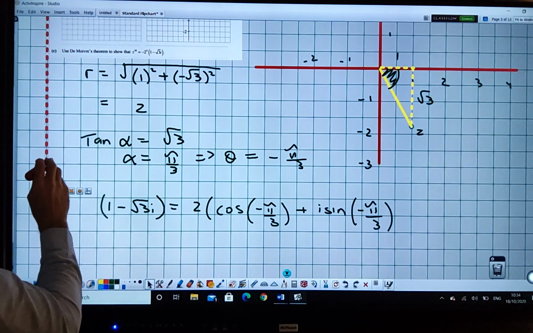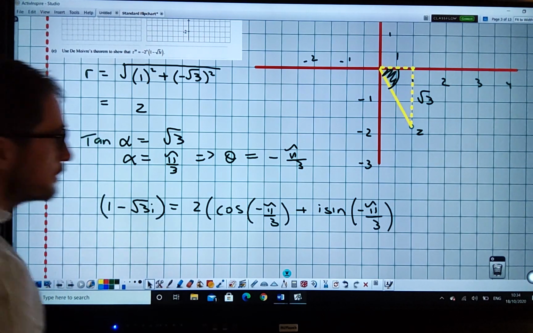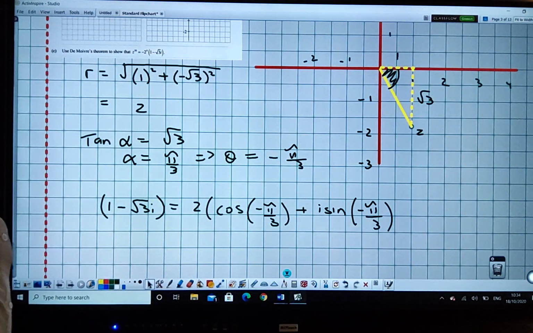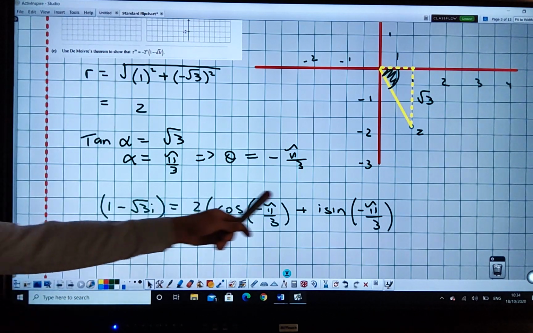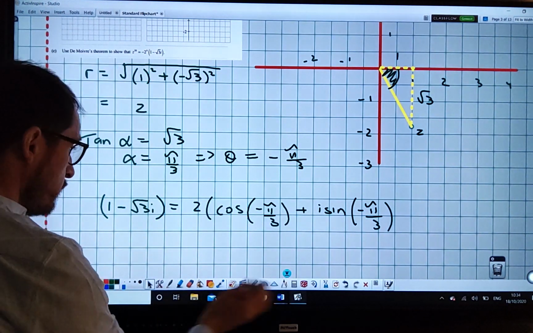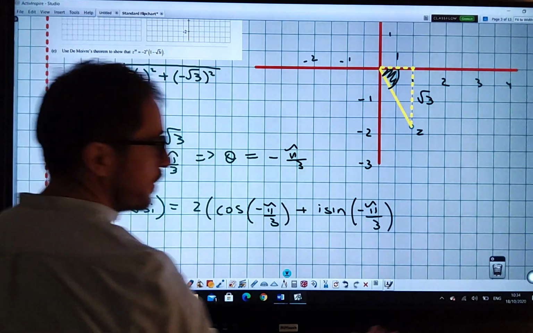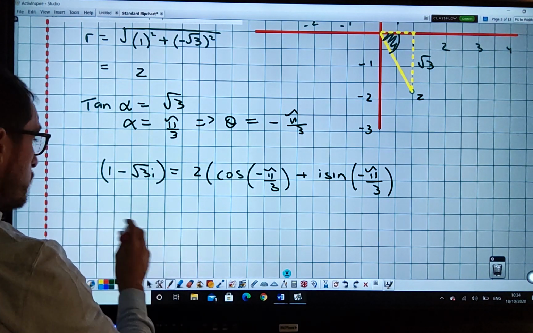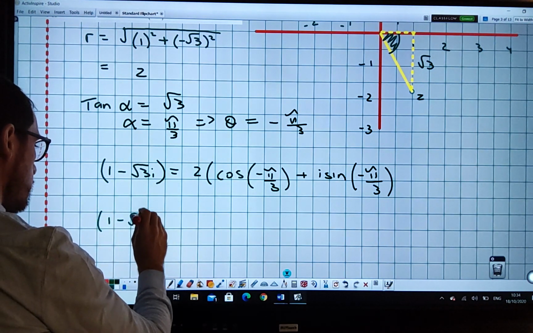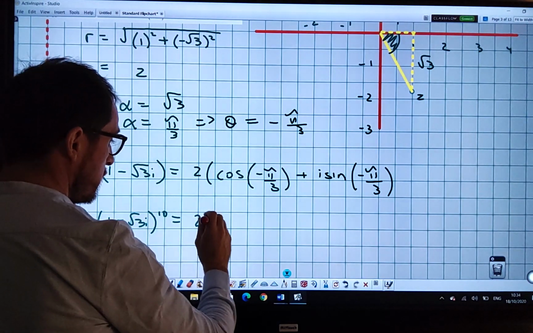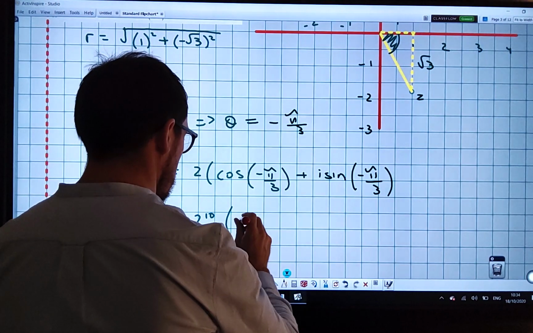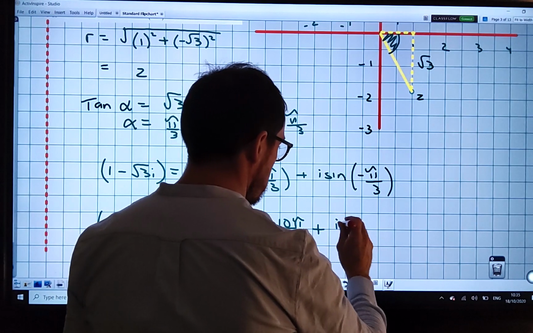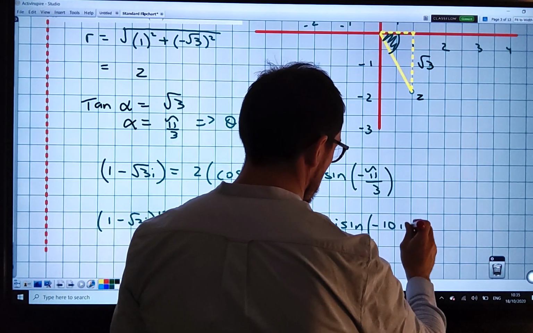Now, the next part of this question is as follows. You're asked to use De Moivre's Theorem to show that z to the power of 10 is equal to that there. So I have to work out what this is to the power of 10. Okay? So if I use De Moivre's Theorem, I can say as follows, 1 minus root 3i to the power of 10, and again this comes down to your algebra and how you rewrite something. It's going to be equal to 2 to the power of 10, cos minus 10 pi over 3, that's just De Moivre's Theorem, plus i sine minus 10 pi over 3.